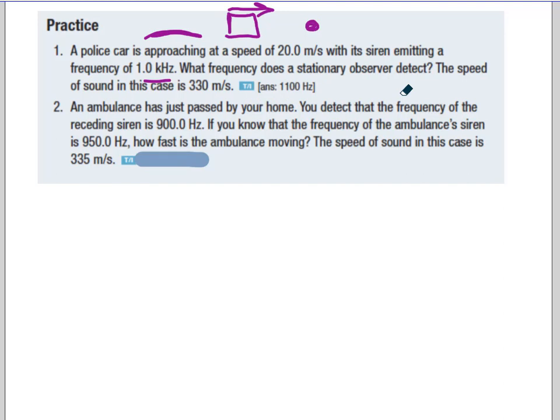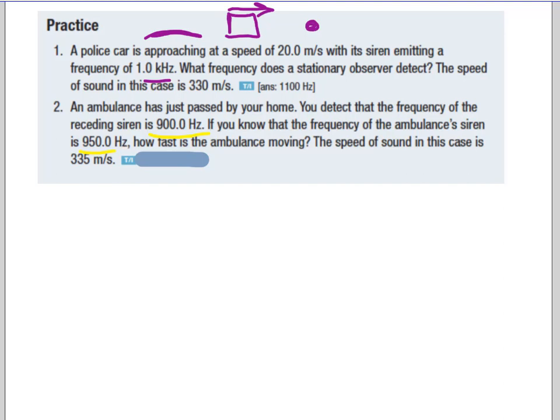An ambulance has just passed by your home. You detect that the frequency of the receding siren, see, this is a little different, is 900 hertz. So this isn't what the original is. This is what you observe. Okay, so that's the other side of the equation. If you know that the frequency of the ambulance siren is 950 hertz, how fast is the ambulance moving?